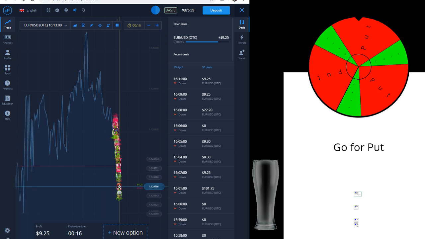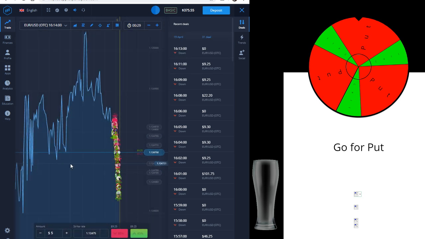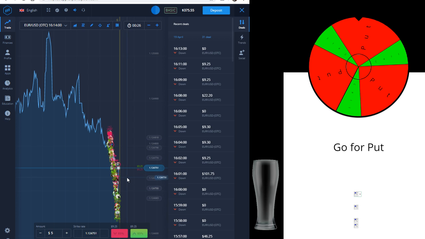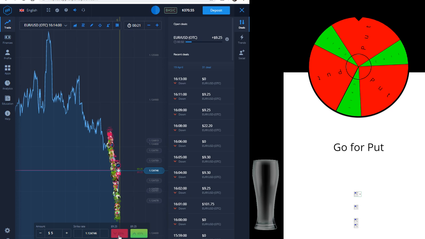Okay, 14. Five, four, three, two, one. Seems to be going down now. As you see, it just went up sharply. So it might rise again or it might just come down again. So I'm just gonna go with my usual and bring it down. Okay, let's see, where is this going? 30 seconds.